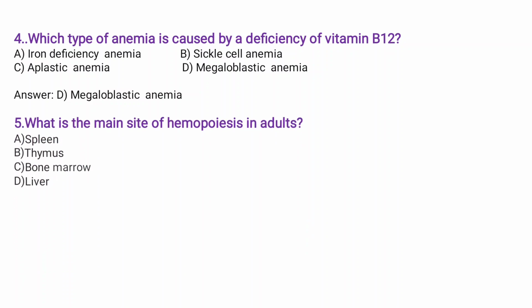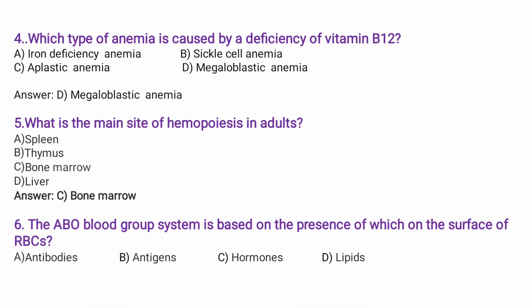Next, what is the main site of hematopoiesis in adults? A. Spleen, B. Thymus, C. Bone marrow, and D. Liver. The ABO blood group system is based on the presence of which on the surface of RBCs? Antigen.